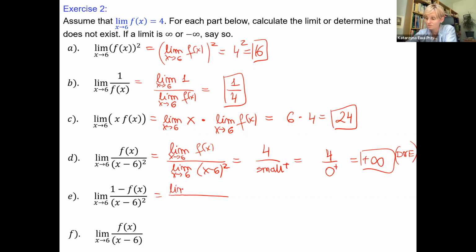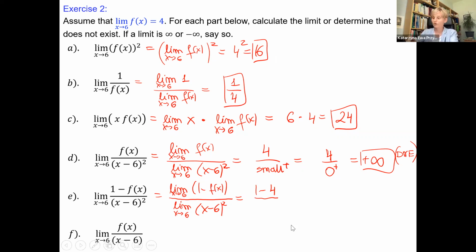Let's use the rules, which we probably end up not using, because we can see the 0 in the denominator, but let's rewrite this. The limit as x goes to 6 of 1 minus f of x, and then the limit as x goes to 6 of x minus 6 squared. Okay, 1 minus 4, because the limit of the difference is the difference of two limits. The limit of the constant 1 is 1, the limit of the function f of x is 4.